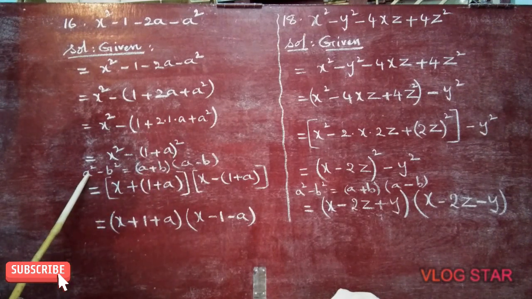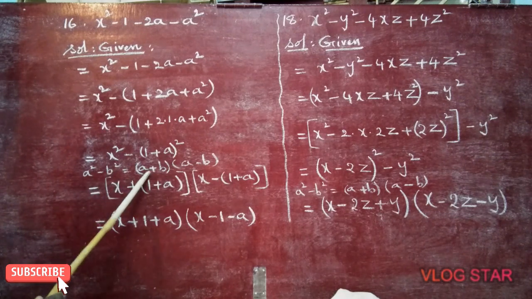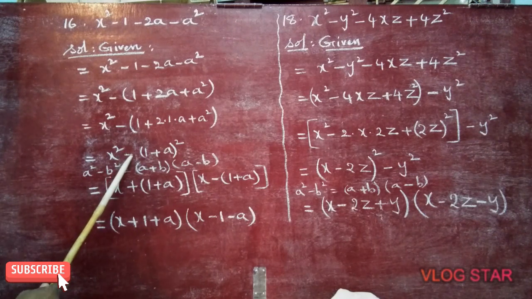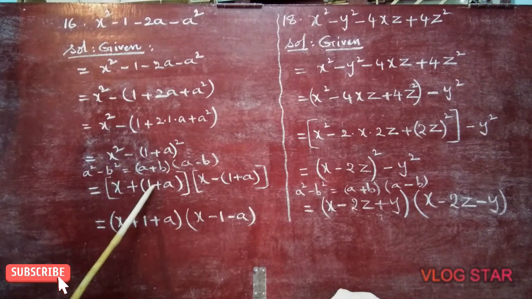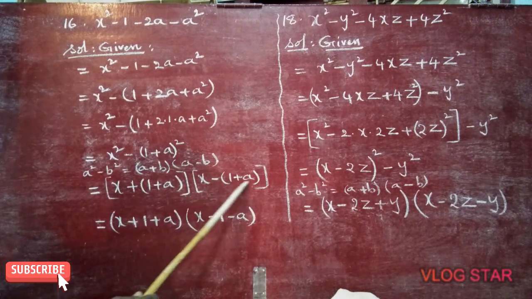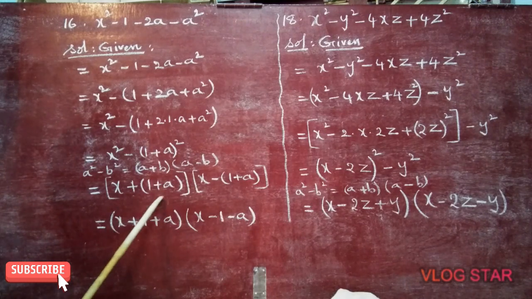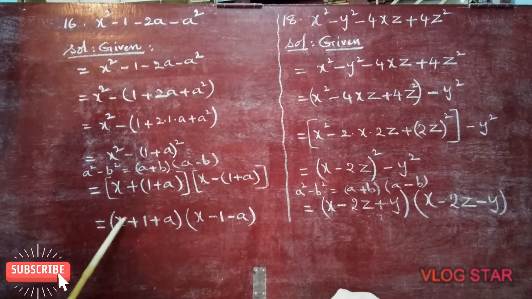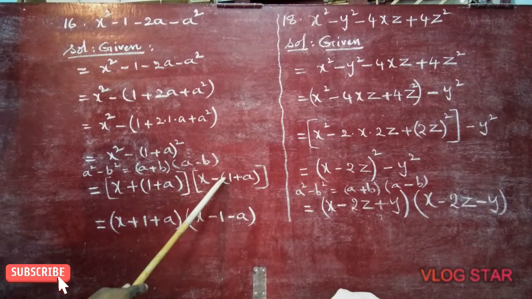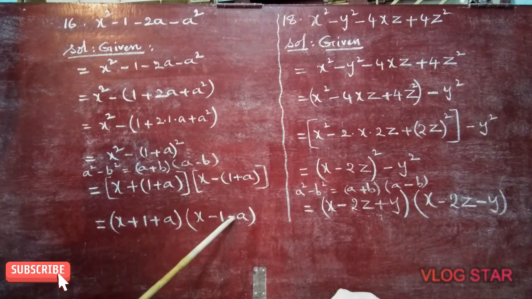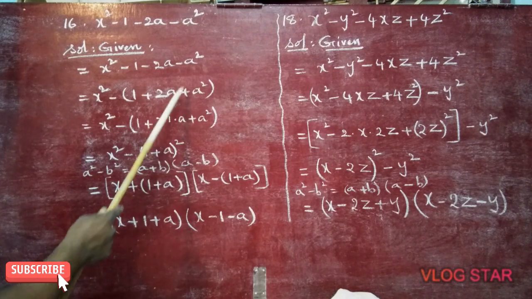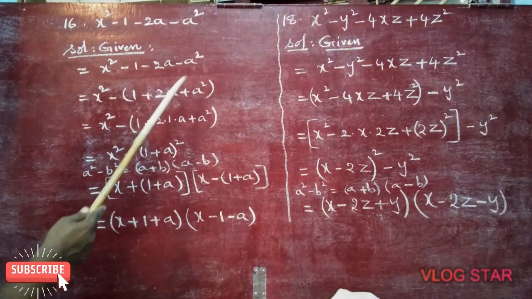Now, which formula is it? a² − b² = (a + b)(a − b). One time you write plus, the second time you write minus. So (x + (1 + a))(x − (1 + a)). For plus, when you take it inside, nothing will happen, no signs will change. So x + 1 + a, into x, for the opposite sign, plus becomes minus, plus becomes minus. So x − 1 − a. This is the answer. You should get an idea.